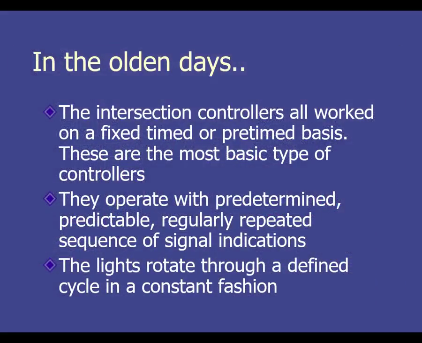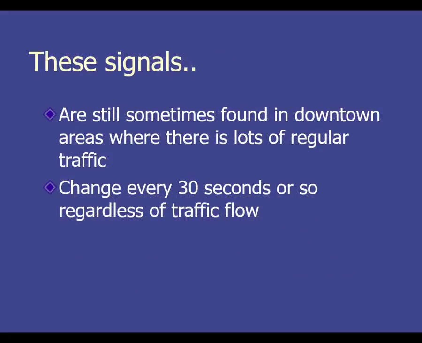In the olden days, the intersection controllers all worked on a fixed timed or pre-timed basis. So we knew exactly how long it would take for the light to change. They were predictable, and the lights would rotate through a defined cycle in a constant fashion, so we knew what to expect. Those kinds of signals are still sometimes found in downtown areas where there's a lot of regular traffic, not a lot of change. So there's a change every 30 seconds or so, regardless of what the traffic flow is like.